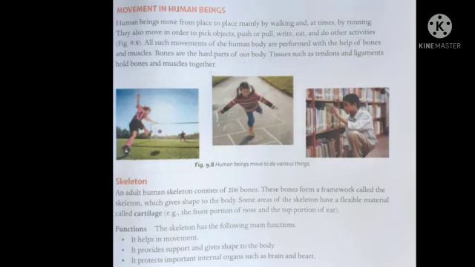Now, students, our skeleton system. Basically, an adult human skeleton consists of 206 bones. These bones form the framework which is called the skeleton, and the skeleton gives shape to our body. Some areas of the skeleton have a flexible material called cartilage.